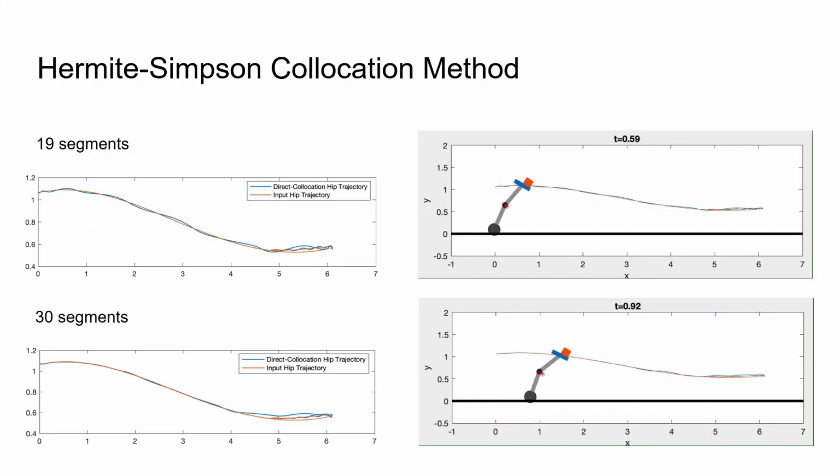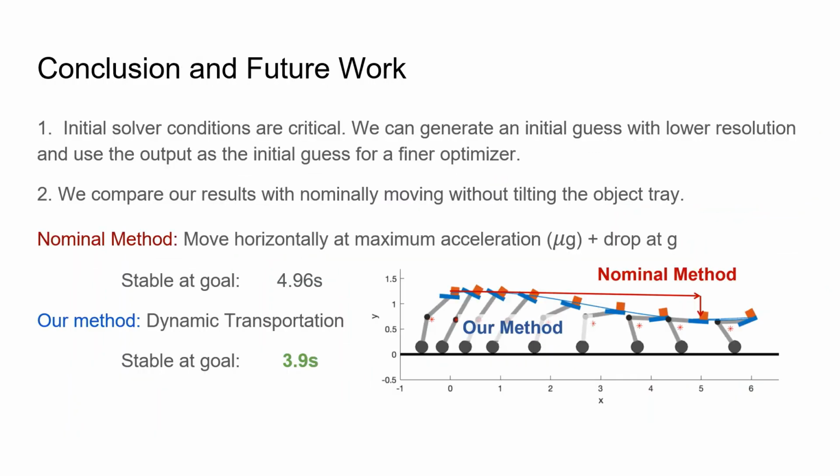The direct collocation method is in continuous time, so the robot is able to make finer movements compared to discrete time solvers. When using 19 segments, we can still see the cubic splines. When using 30 segments, the robot is able to track the trajectory better, but it's also taking a longer time to finally converge. Finally, we compare the time it takes to deliver the object. With the nominal method, which is moving without tilting the object tray, it takes about 5 seconds, and with our method, it takes about 3.9 seconds, which is a second faster.